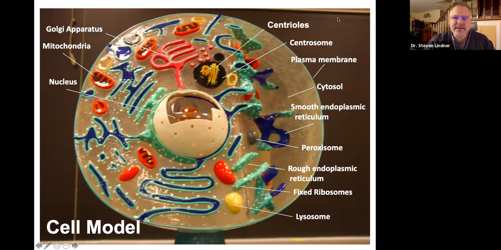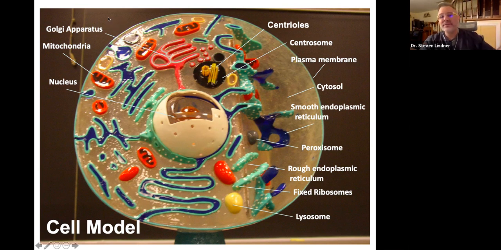All right, so let's take a look here and show you some of the main parts. If we look all the way around the periphery of the cell, all the way on the outside, there is what is called the cell membrane or plasma membrane, okay? Or cell membrane, cell wall, plasma membrane. They're all used interchangeably. And this cell wall is a barrier, right?